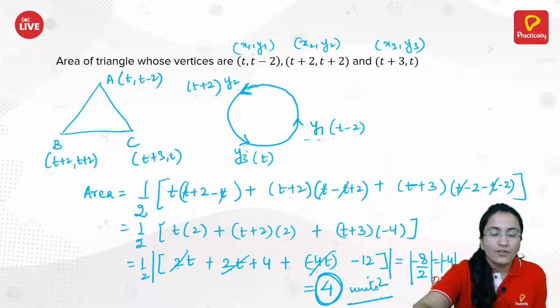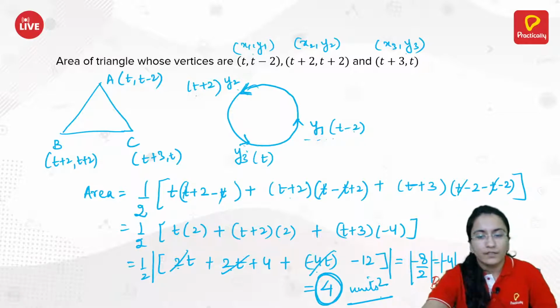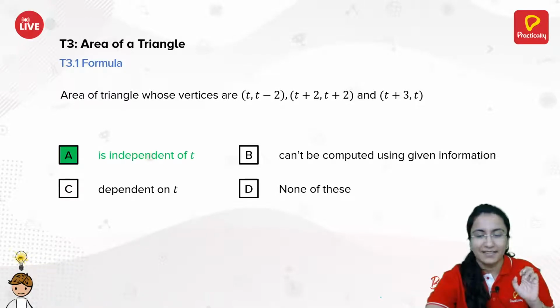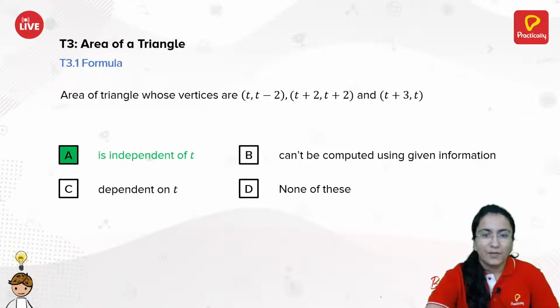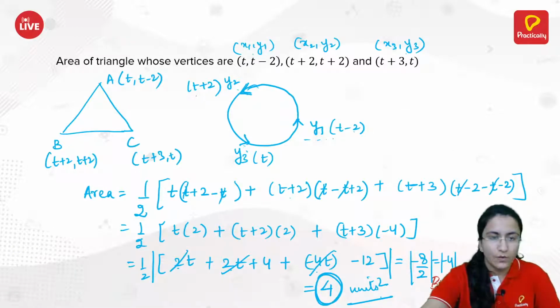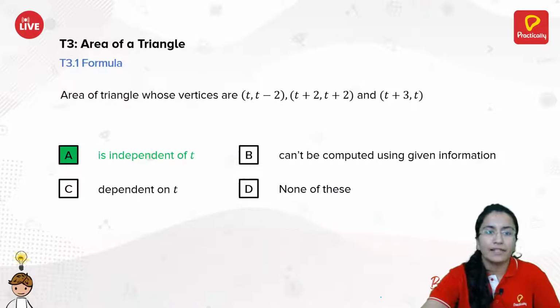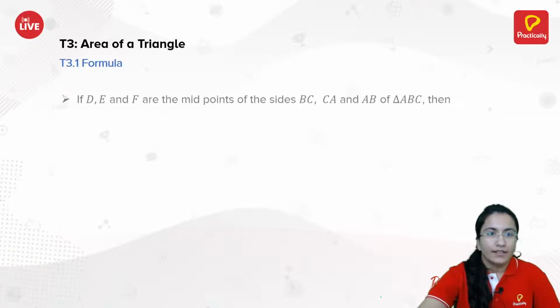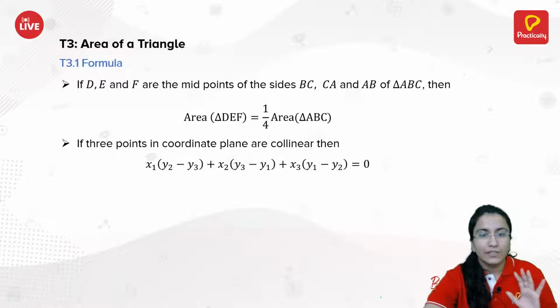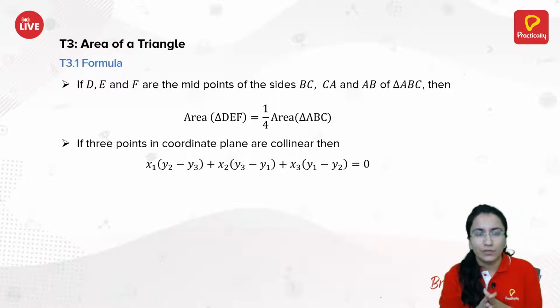So based on the options, what will be your correct answer? In the options, you had independent of t, dependent on t, or can't be computed, which was already rejected by us, right? And the next one was none of these. So definitely the value we got is 4 units square, which is independent of t, right?